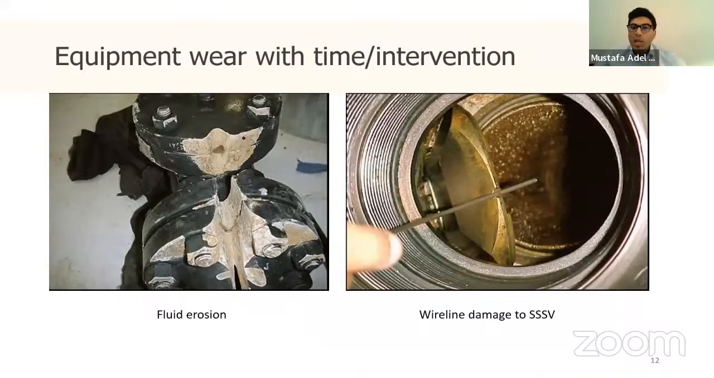Also, equipment wear in the subsurface safety valve when you intervene with wireline. Maybe wireline could cause damage to the subsurface safety valve, or because of fluid erosion. High fluid velocities with erosive material like abrasive sands can cause damage to the steel.